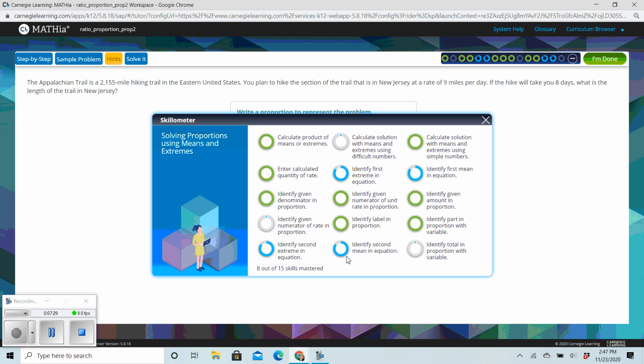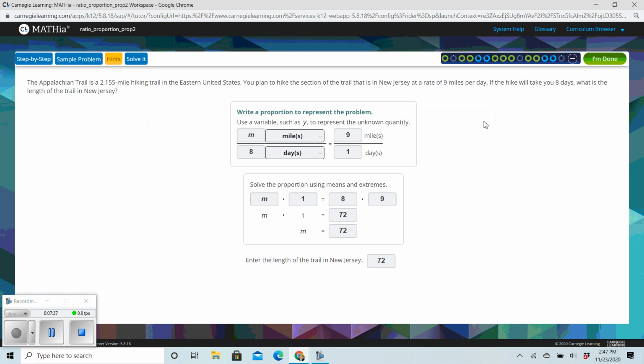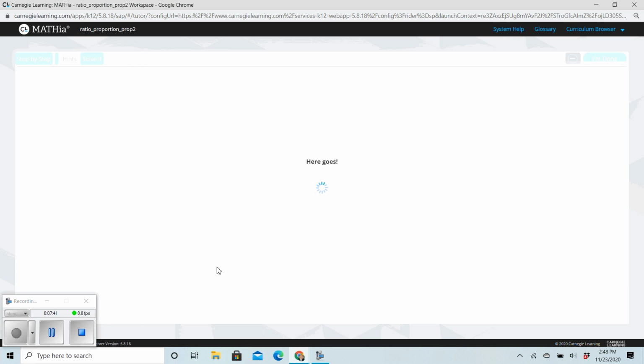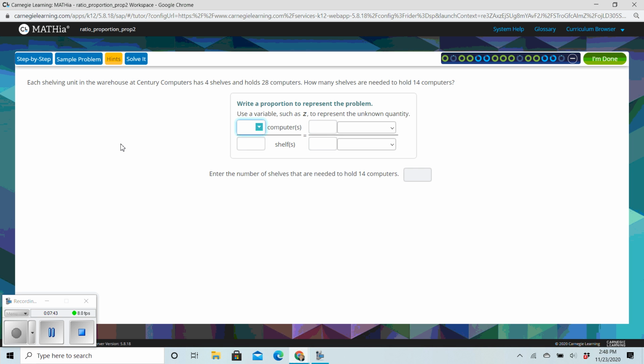So again, the goal is you need to get all of these boxes green. If you are struggling, please ask for help. We are here. Please let us know if you need any assistance. You click I'm done and go to the next one. All right? So please do that step by step if you haven't already.